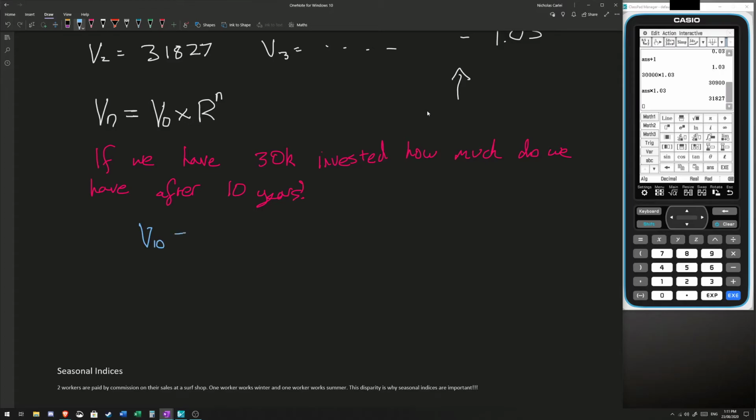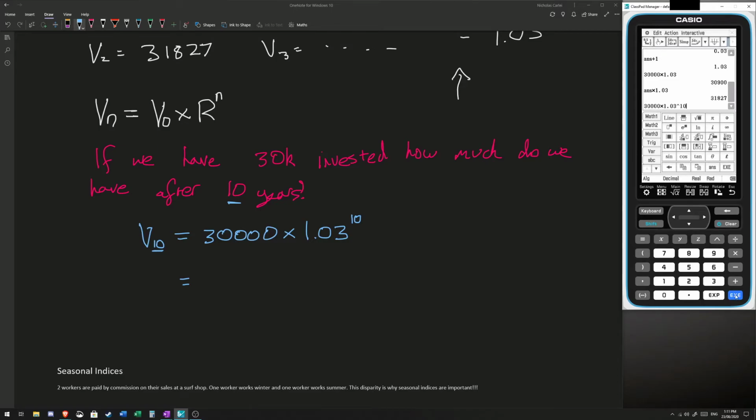V10 is equal to, because see how we're going after 10 years? That's V10. V0, which is $30,000, multiplied by our rate, which was 1.03, to the power of 10. So we go $30,000 multiplied by our rate to the power of 10. What we're left with is $40,317.49.